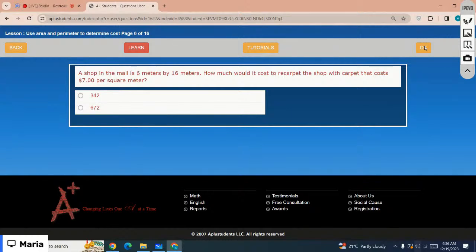You have to calculate the cost of recarpeting, right? So you have to do 16 times 6. You need to calculate the area. So 16 times 6 is 96. For the cost, you have to do 96 times 7. The cost is 672. Option number 2 is the correct option, right?